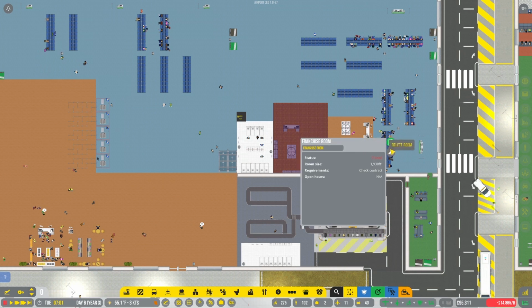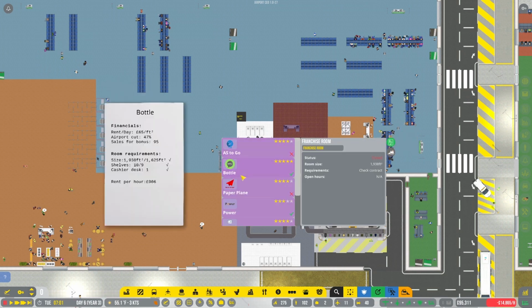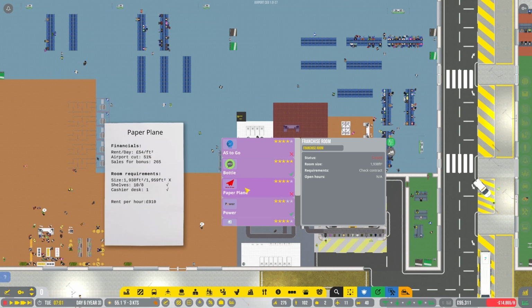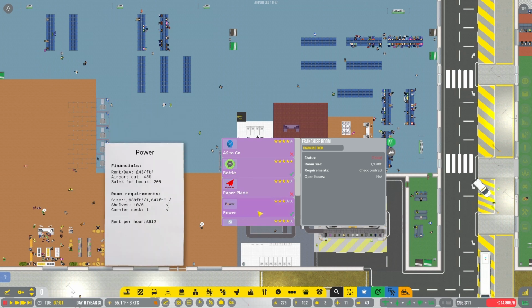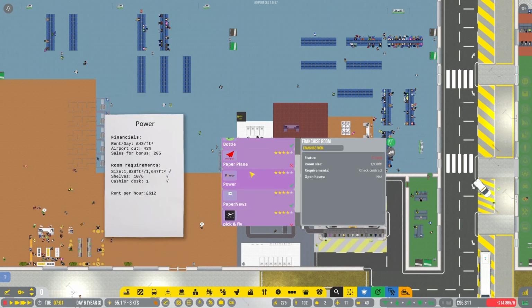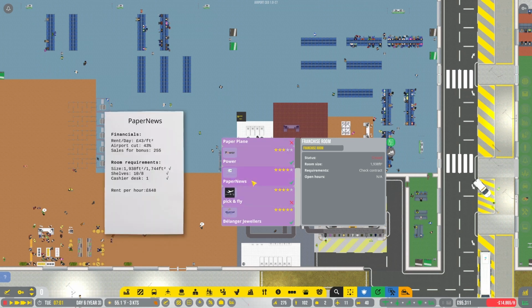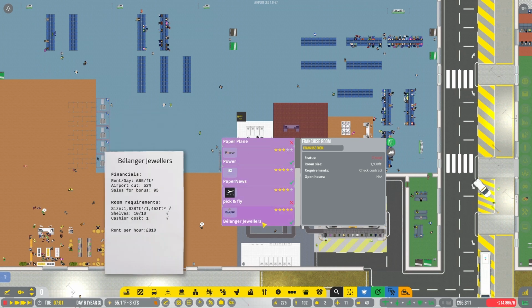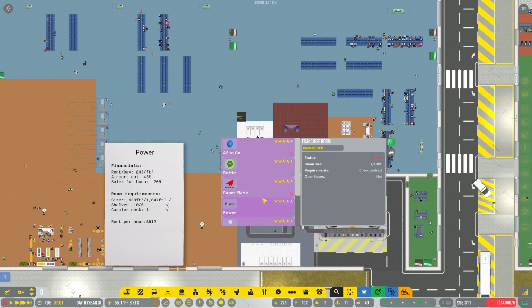Okay, so what contracts do we have available for this space here? We have bottle sales. Ooh, they only require 95, do they? That's a lot better. Power, 205. Paper news, 265. Belong, you do 95. You're 810 per hour.